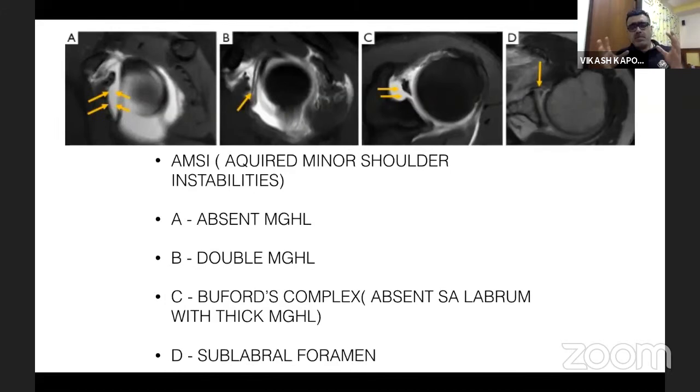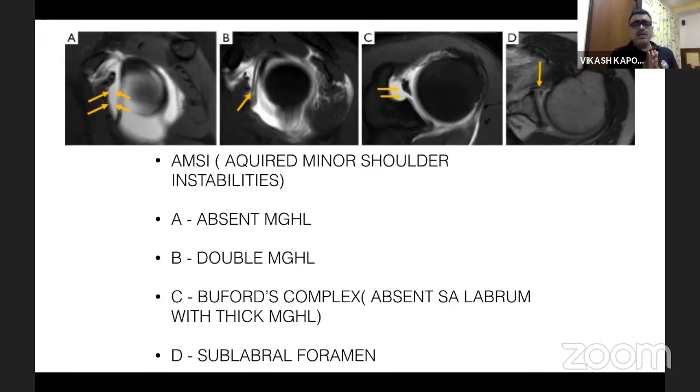Now, I would come to the end of this, because it's a very large subject. Acquired minor shoulder instabilities, which are seen in throwing athletes, also need to be understood.